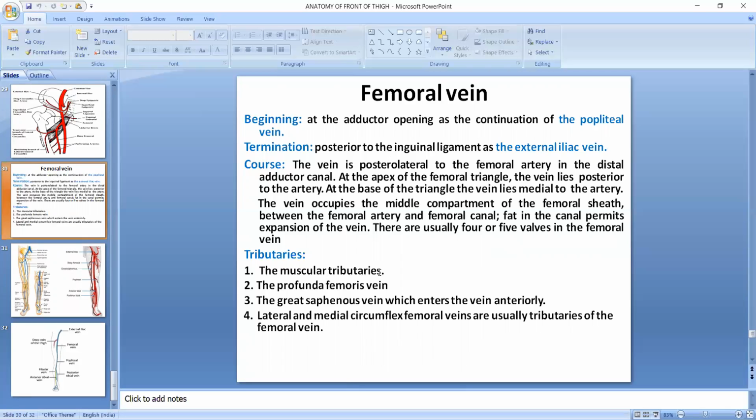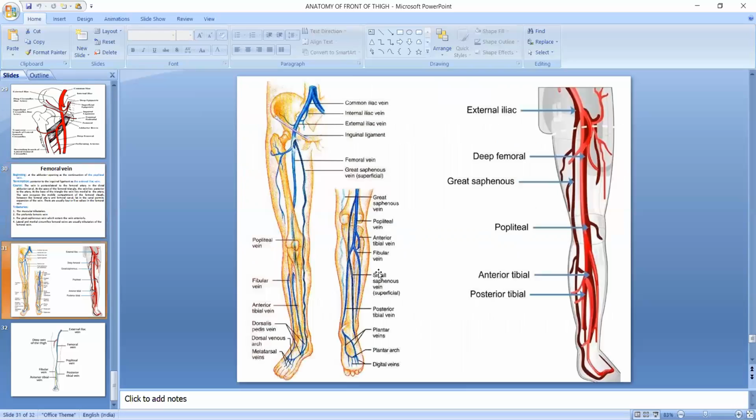There are usually 4 or 5 valves in the femoral vein. For tributaries, the muscular tributaries, the profunda femoris vein and the great saphenous vein, which enters the vein anteriorly, and the lateral and medial circumflex femoral veins are usually tributaries of the femoral vein. And we can see this is the femoral vein and its tributaries. In this picture, we can see very clearly the tributaries and the femoral vein.